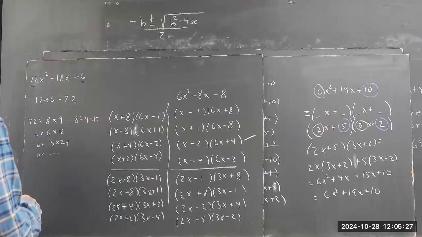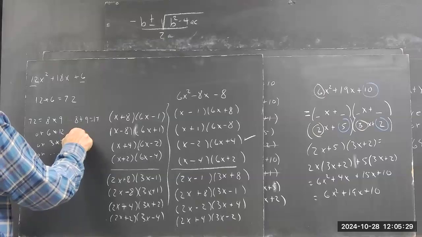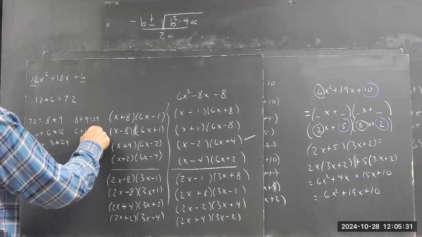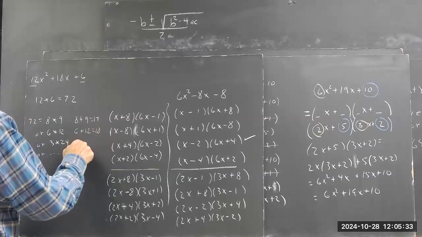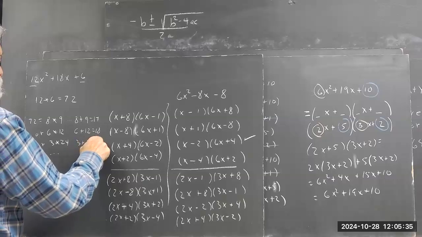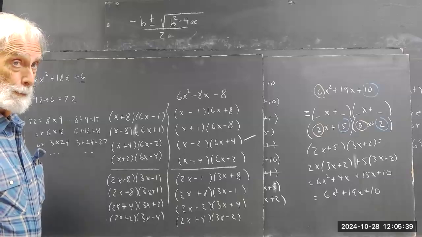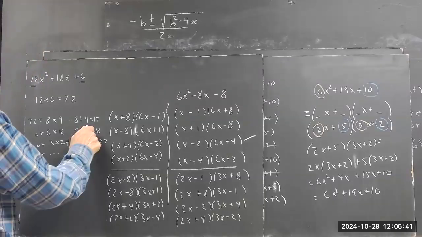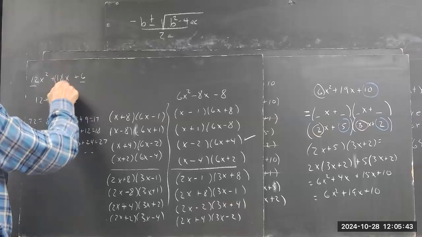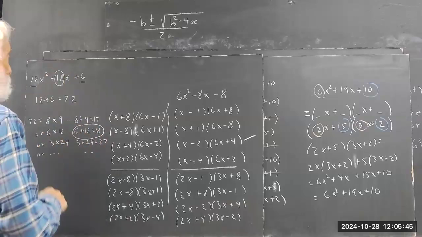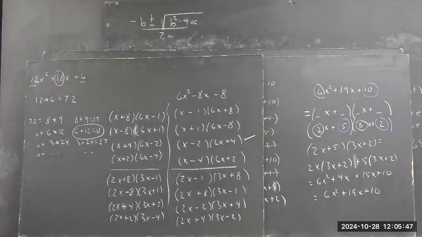Eight plus 9 is 17. 6 plus 12 is 18. 3 plus 24 is 27, and we can go on. Okay. What we're looking for is 18. There it is.